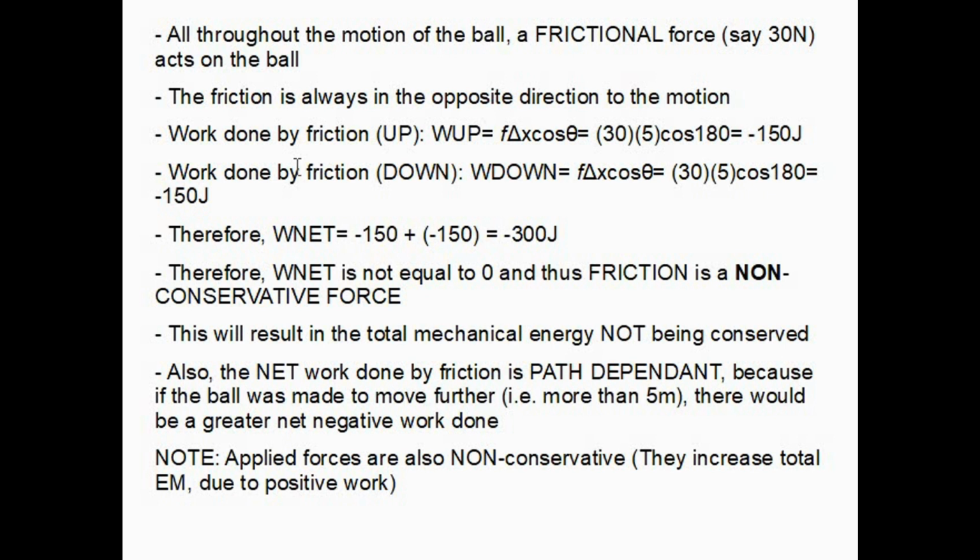You see how important it is to write your work out neatly so that you do not get confused by your own work. Okay, sorry about that, everyone. So it's the same answer. The work done by the upward motion and the work done by the downward motion is the same. It's still negative 150 joules. So if we add the overall work of the ball on the rough slope, it's negative 150 plus negative 150. We get negative 300 joules, and therefore the net work is not equal to 0, and thus friction is a non-conservative force. And this will result in total mechanical energy not being conserved.